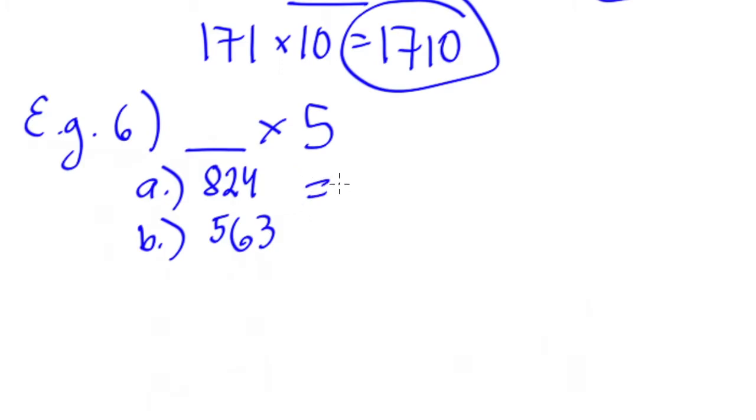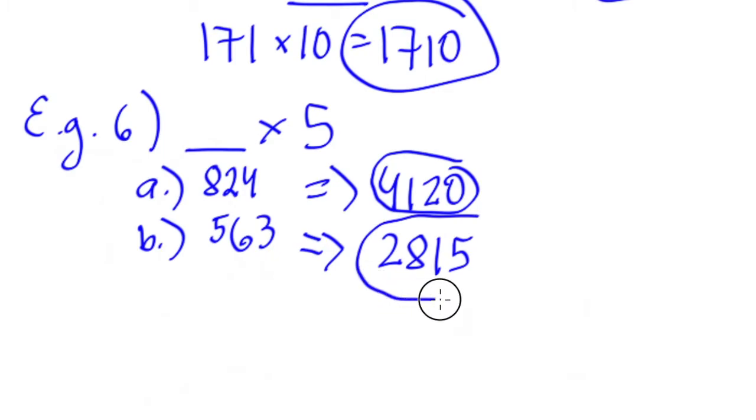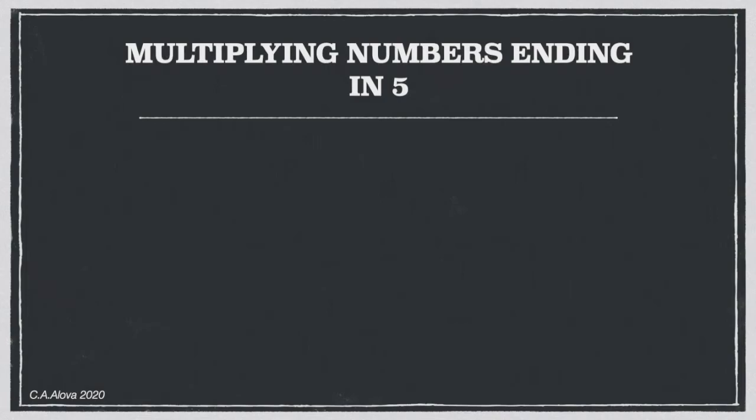Half of 8 is 4, half of 2 is 1, clearly it's 412. Put a 0 at the end. Voila, that's your answer. Now, letter B, half it and put a 0 at the end. 281.5. We don't need to put a 0 at the end because the answer is 281.5, so if we put the 0, we extend it and it just becomes 2,815.